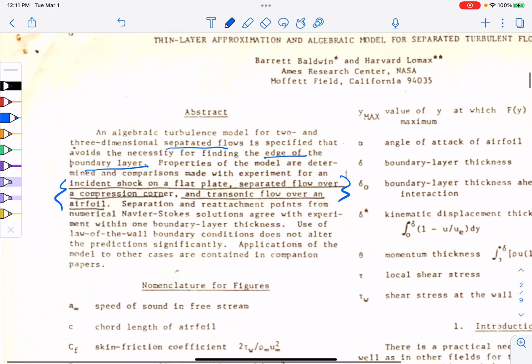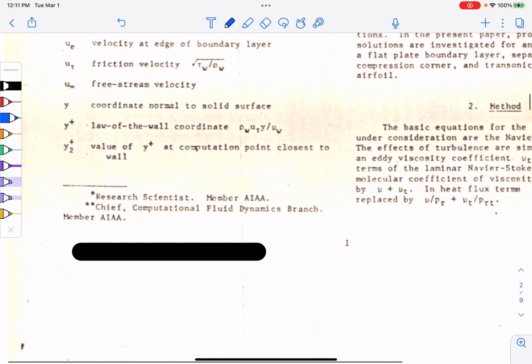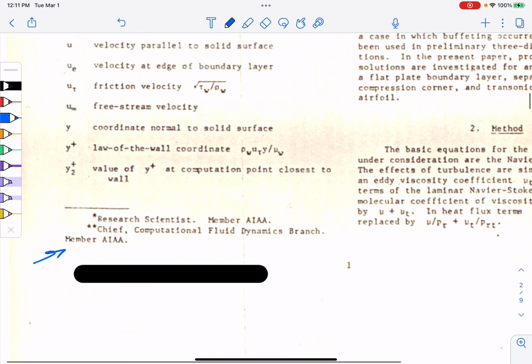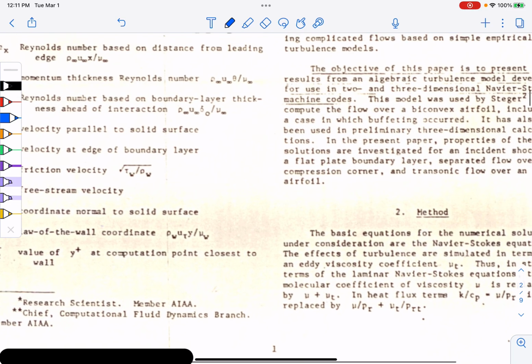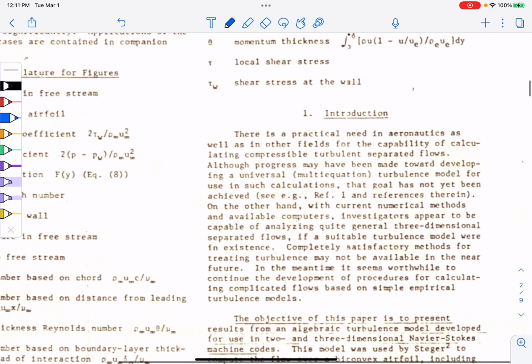You can see down here it says Harvard Lomax, second author, and there he is. Oh, chief of the computational fluid dynamics branch. And so it's typical in that group to have your branch chief put themselves as the second author of your paper. I guess it's sort of like how your professors here at the university put themselves as second author, huh? Anyway, they have a list of nomenclature, so you can refer to that if you miss any variables, of course.